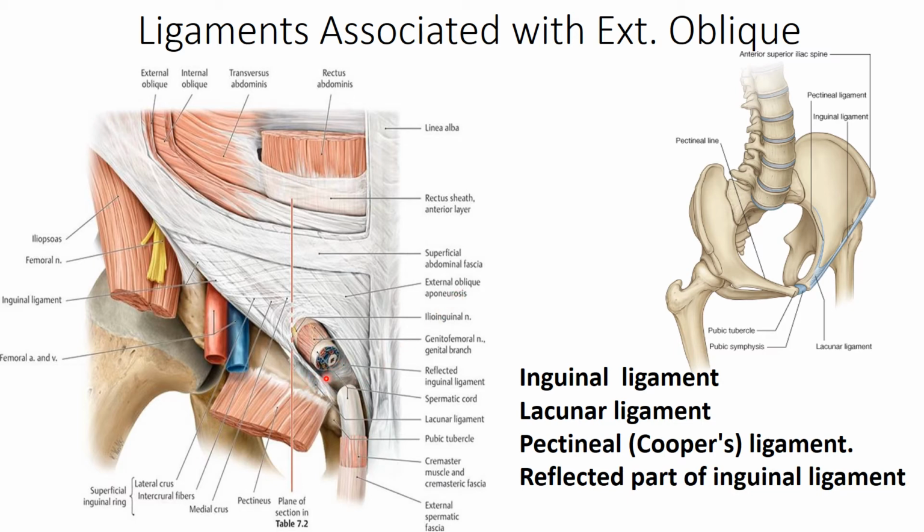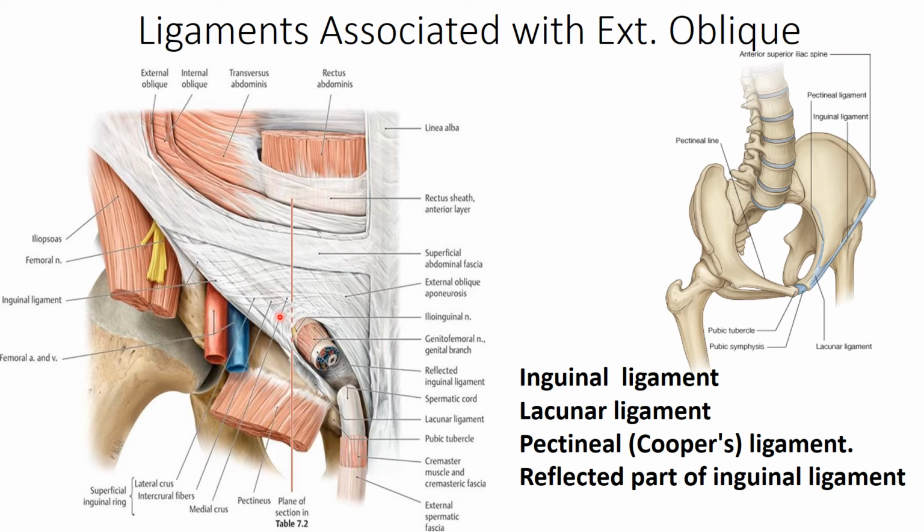Now other fibers pass superomedially, upward and medially, supporting the spermatic cord, and they pass behind this superficial inguinal ring and external oblique, and they pass towards the rectus sheath and they interdigitate in the linea alba, like those of the aponeurosis of the other muscles, and they interdigitate with the counterpart of the opposite side, and this part forms the reflected part of the inguinal ligament.